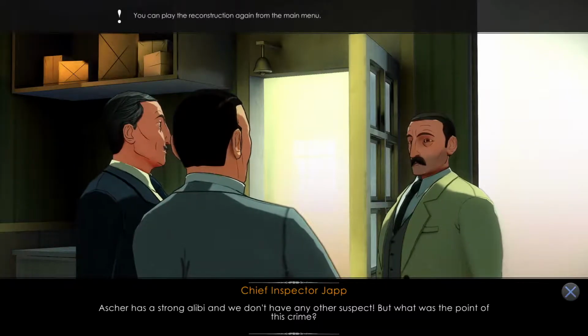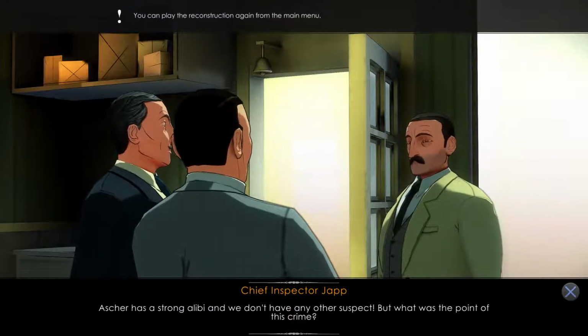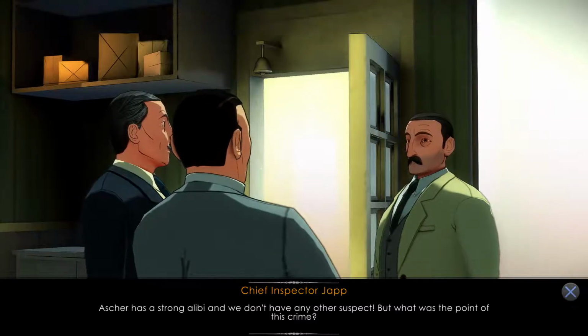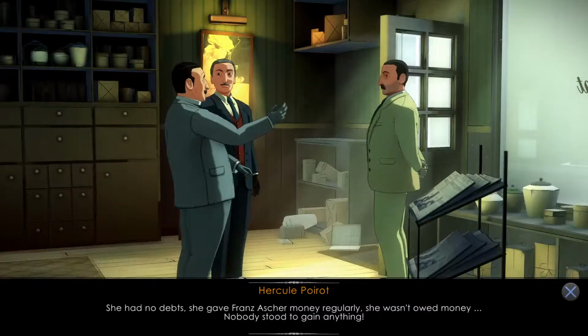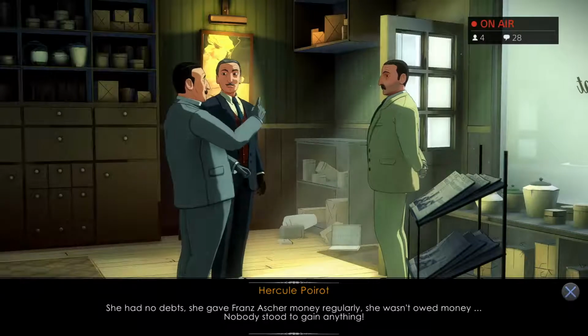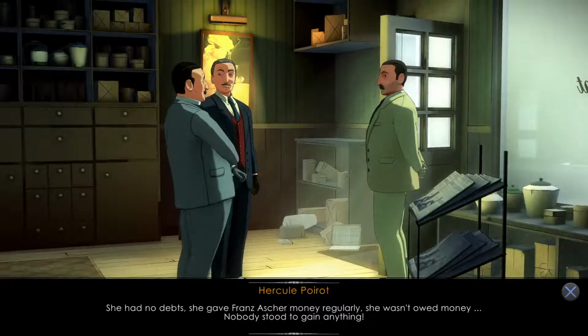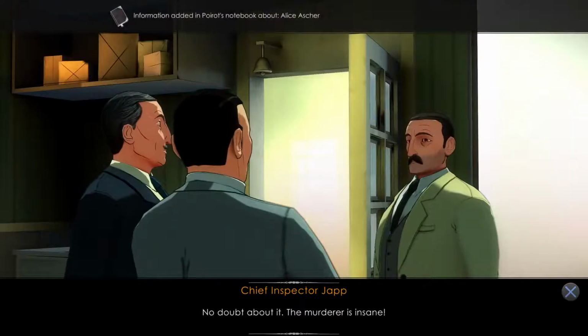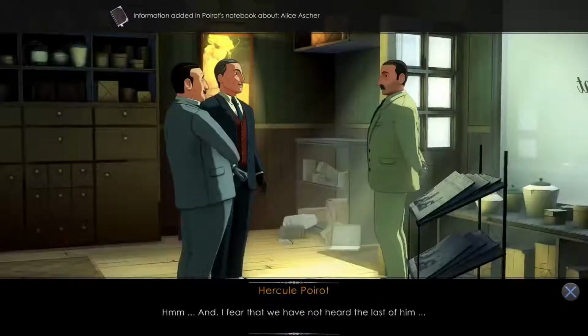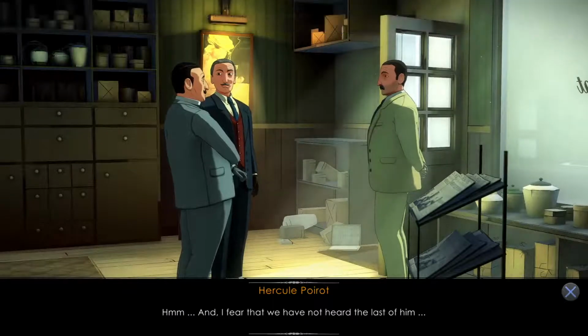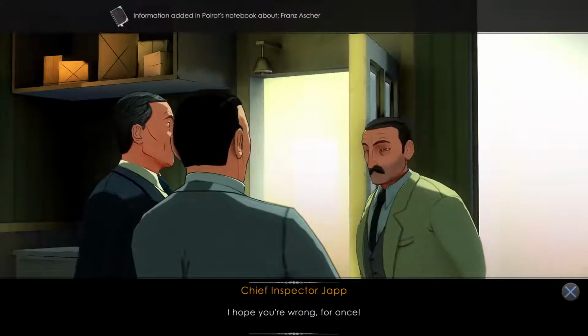Asher has a strong alibi, and we don't have any other suspect. But what was the point of this crime? She had no debts. She gave Franz Asher money regularly. She wasn't owed money. Nobody stood to gain anything. No doubt about it, the murderer is insane. Thanks, Robert. And I fear that we had not heard the last of him. I hope you're wrong for once.